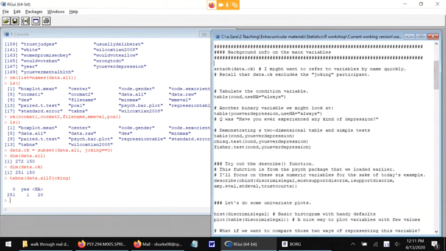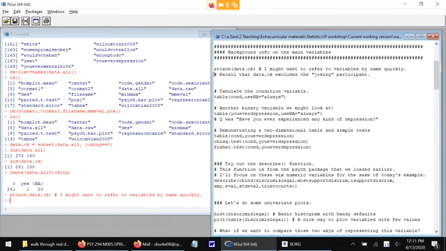I might want to get some, well, first, I might want to attach data.ok. This is, again, not always necessary. In this case, I thought it would make some of the code more compact if I could just refer to the names of variables in data.ok directly without having to specify that that's the data frame I'm intending to work with. And let's just get some background information about the main variables we're interested in.